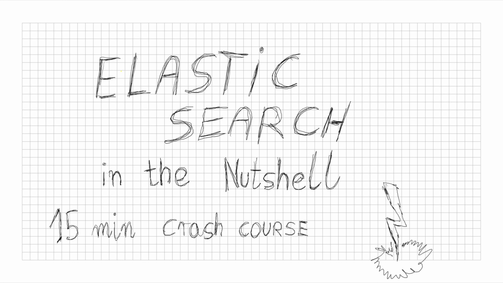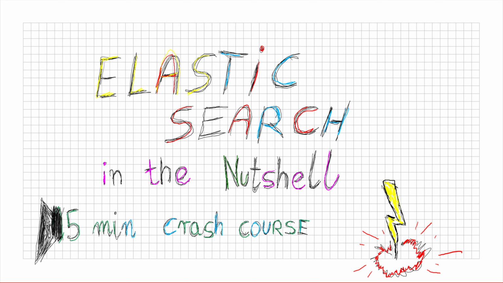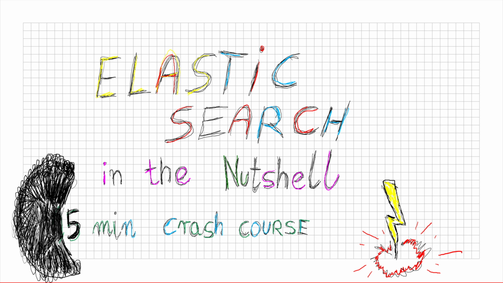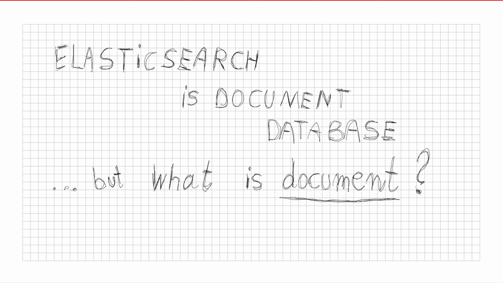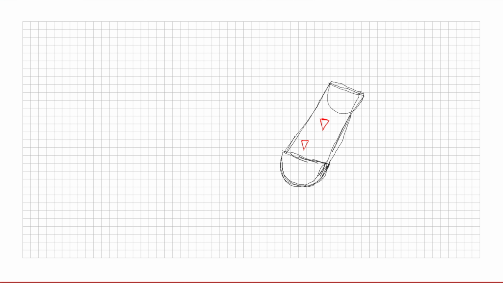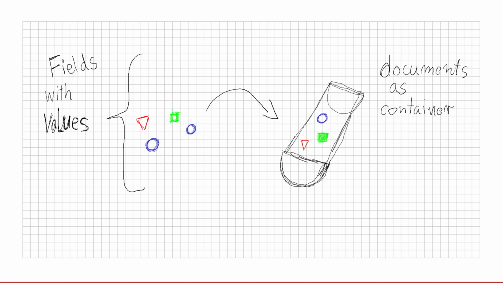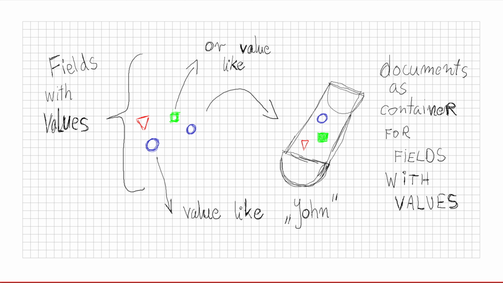In this session, you will learn the basics of document databases, indexes, and clusters. Let's start. You may have heard that Elasticsearch is a document database. But what exactly is a document? A document is a container for fields. Fields hold values. These fields are filled with specific pieces of data. A value can be something like John or a number like 71.7.